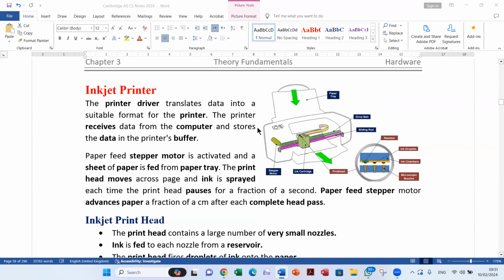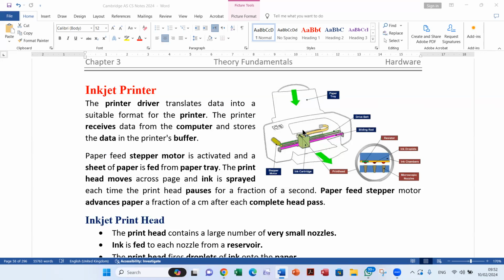The inkjet printer is a printer that prints output on paper. As its name implies, it works by spraying droplets of ink onto a sheet of paper. You have several motors, which we call stepper motors. You have a stepper motor to feed the paper sheet in. You also have a stepper motor to move the print cartridge left and right across the paper.